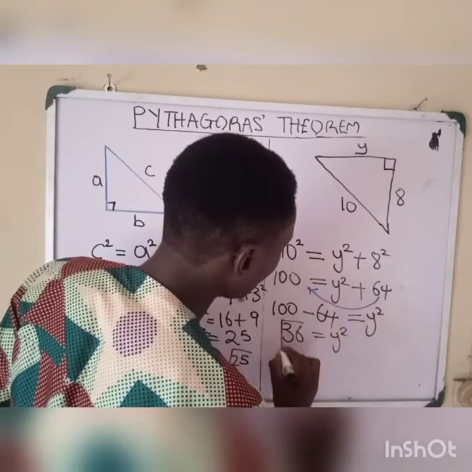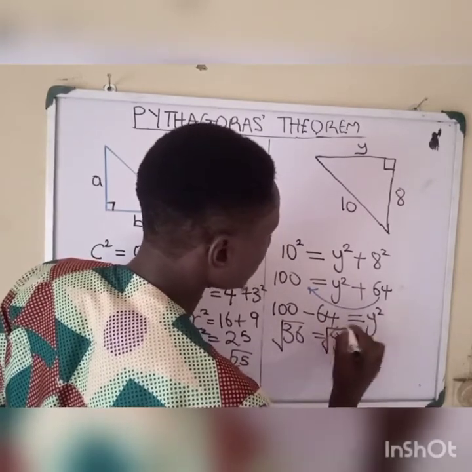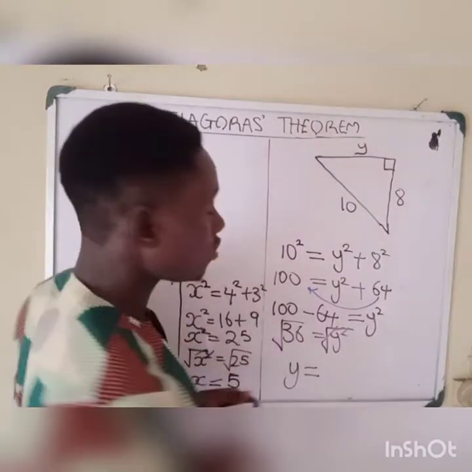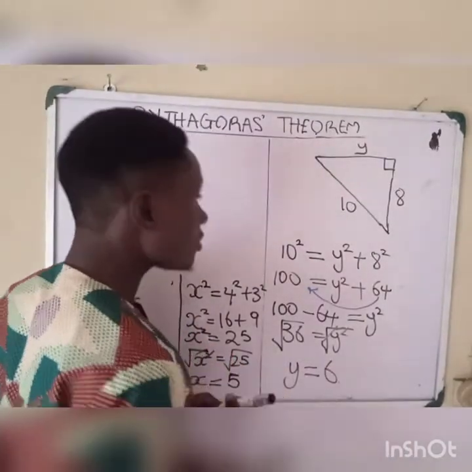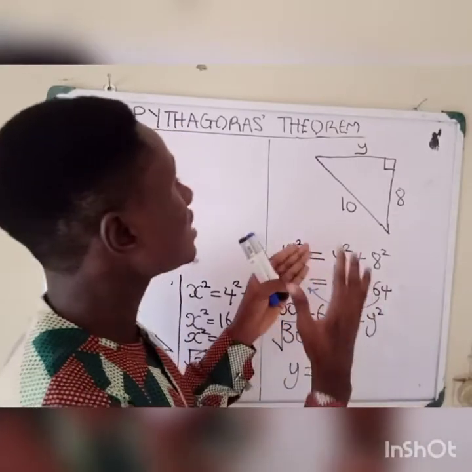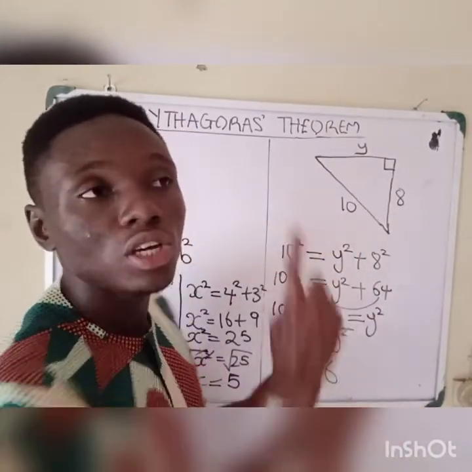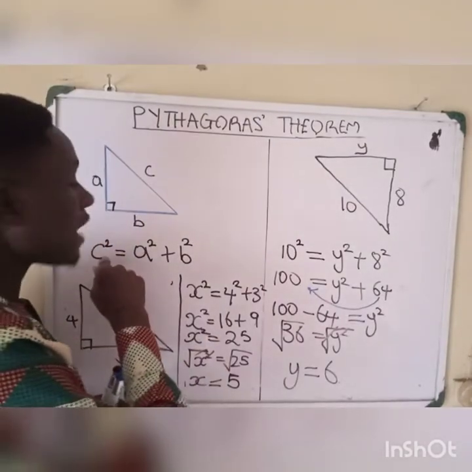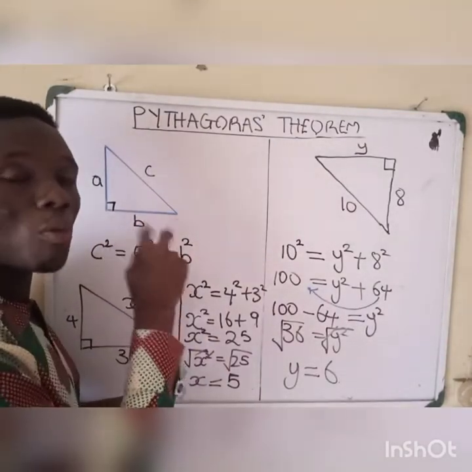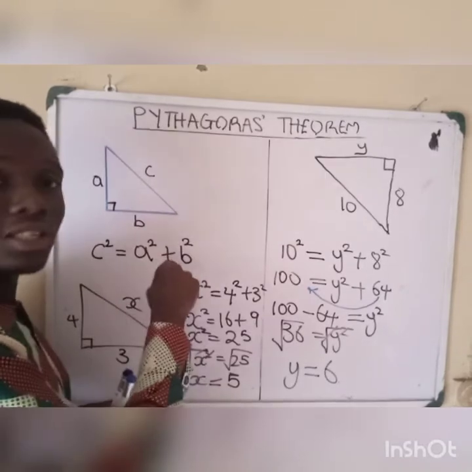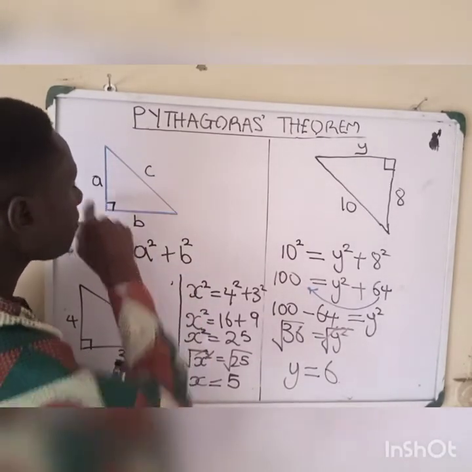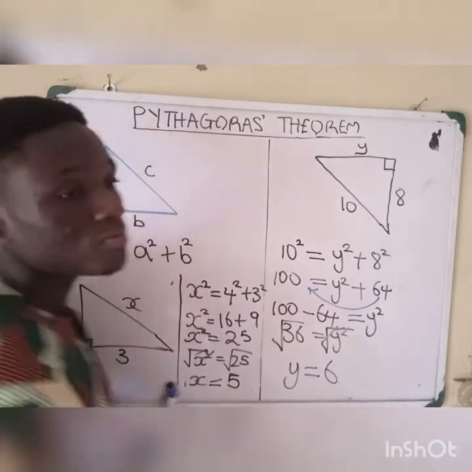We do the same thing. We take the square root of both sides. So when we take the square root, we have that y equals the square root of 36, which is what? 6. So whenever you are given a problem and you notice that it is a right angle triangle, you apply the what? The Pythagoras rule or the theorem, which says that what? The square of the hypotenuse is equal to the sum of the square of the other two sides. That is, hypotenuse squared equals the sum of the square of the other two sides.